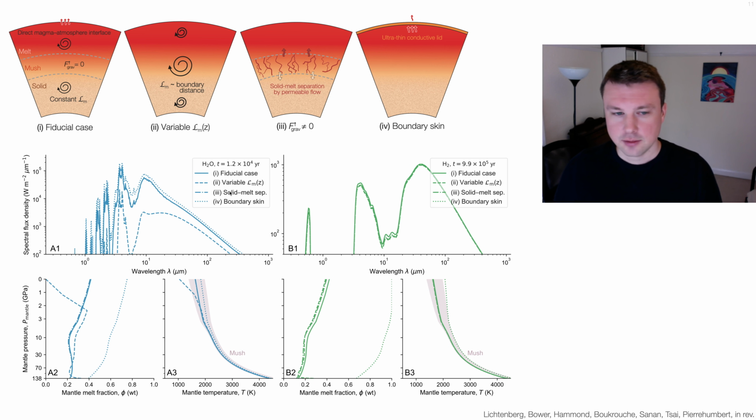Now, what you see is that for a different parameterization, in particular variation in the boundary skin and in the mixing length theory, this translates into quite different internal properties of the magma ocean, and for the case that we show here, in the H2O case, translates to differences in the atmospheric spectra.